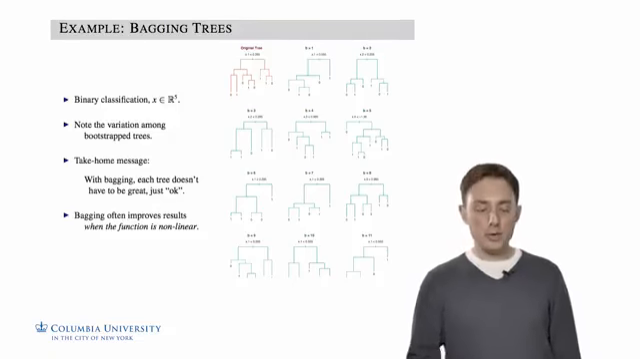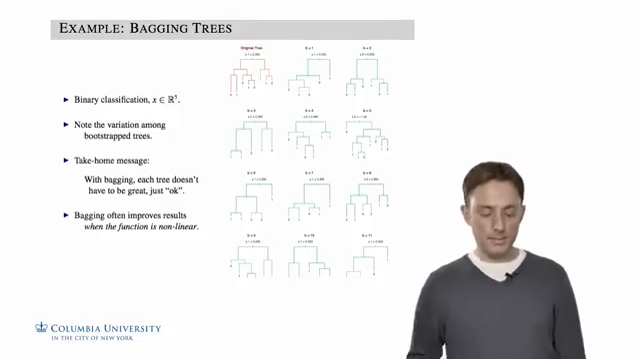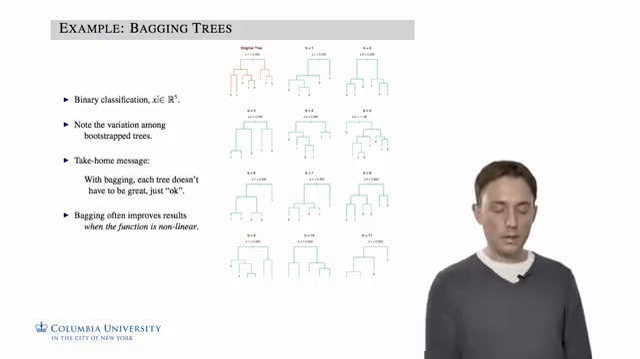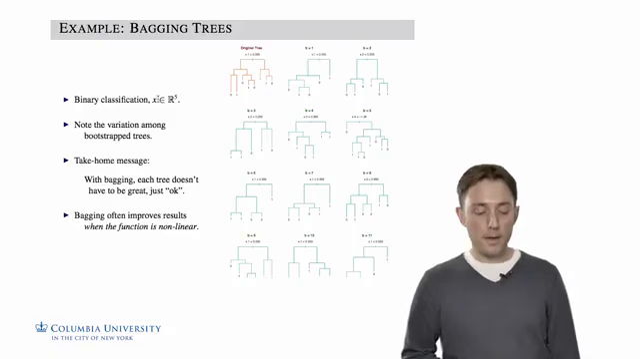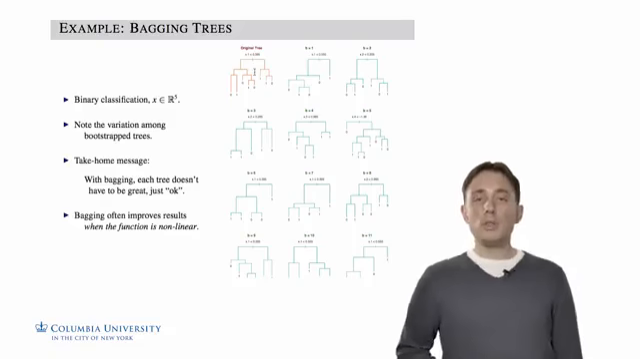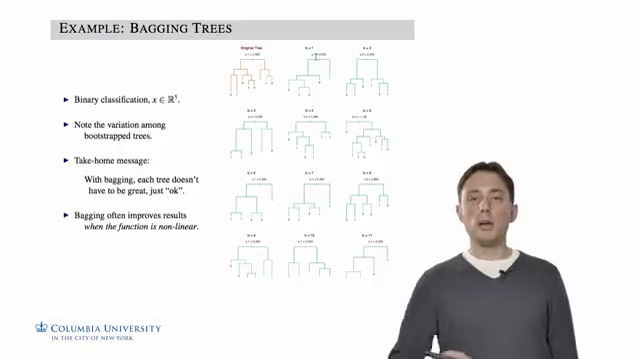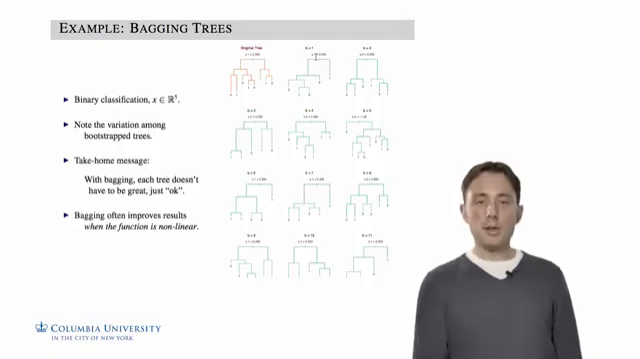So when we want to bag trees, here's what we get. Imagine that we're doing binary classification. Our data is in R^5. This would be the original tree that we would learn if we looked at the entire data set. But if we first resample from our data set n times and learn a tree, this would be, for example, the first tree we learned, the second tree, the third tree, up to the 11th tree.